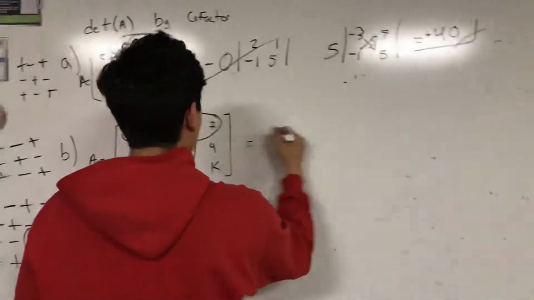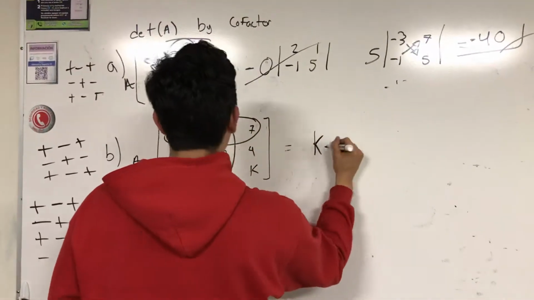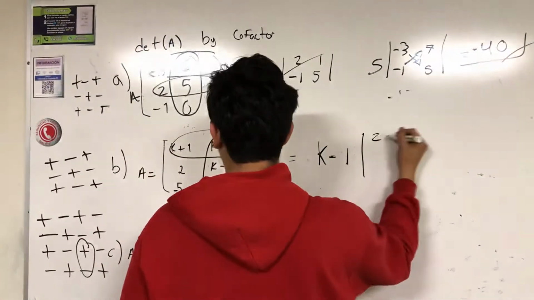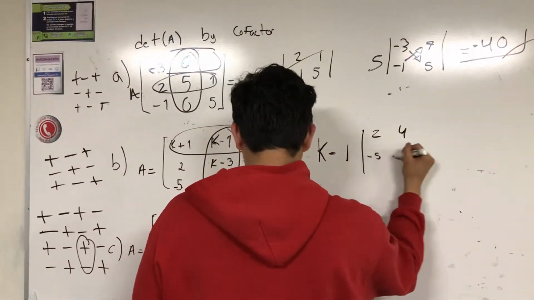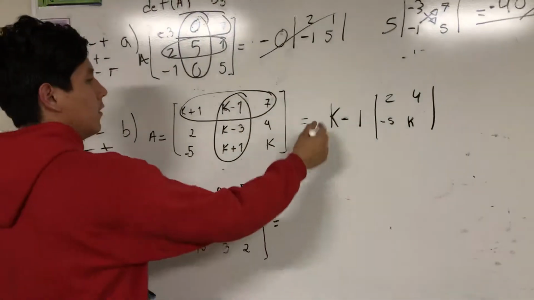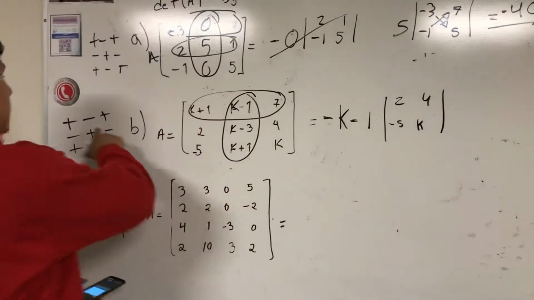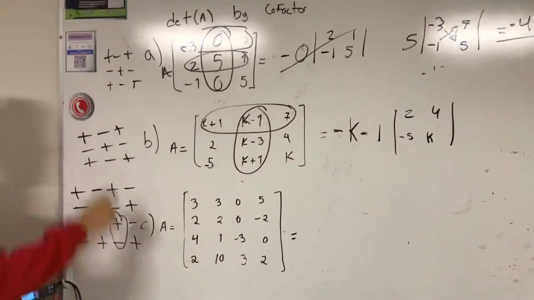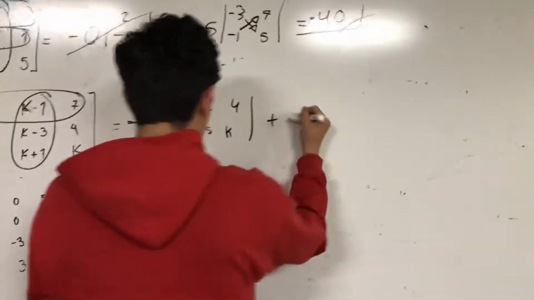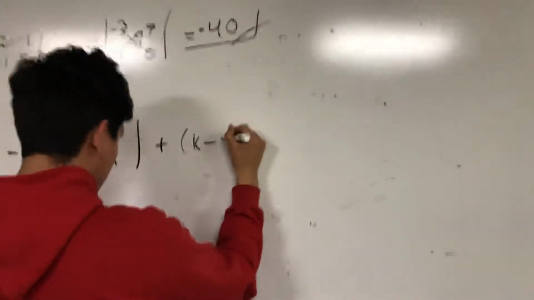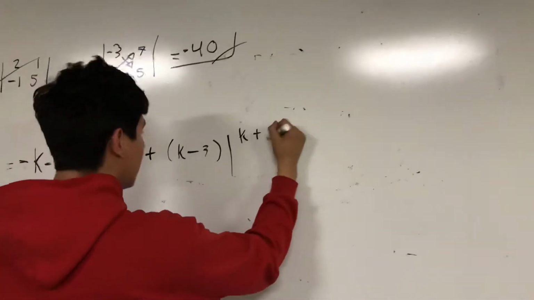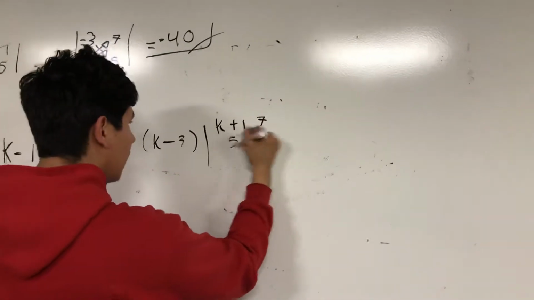That will be k minus 1 times 2, 4, minus 5, k. And we just go on, and it will be minus because of our table of signs. So we just go on and on. So it will lead us to plus k, minus 3 times our matrix k minus 1, 7, 5, k.